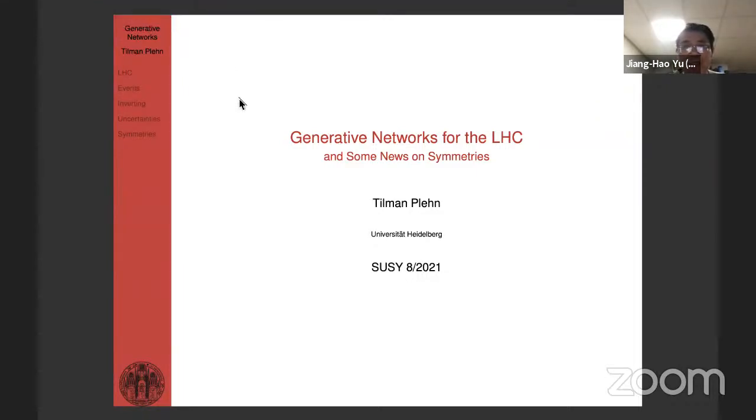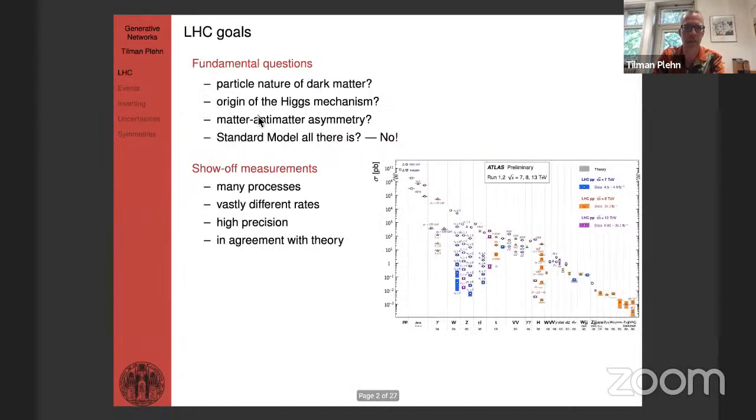So here we talk about generative networks for the LHC. Tilman, please start. Thank you very much, and thank you very much for having me. I changed my title slightly because Mihoku already had plenty of QCD in her title. So Mihoku and I coordinated that she was talking about classification. I would talk about generative networks, both of which have to do with QCD and with new physics, hopefully.